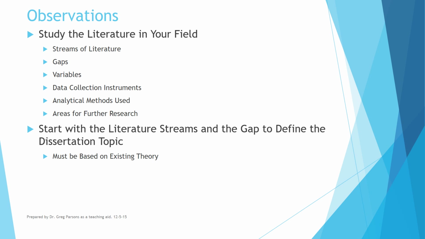Then, as you become more familiar and you start looking for potential gaps, realize that your dissertation topic will have to be based on existing theory. Okay, that's where the streams of literature come from. It's got to be very narrow and focused, not using very broad topics such as organizational change. Well, yeah, that's an area, but there are many theories of organizational change. There are many ways that organizations can change. So you've got to, again, narrow it down, focus it on something you can actually work with.